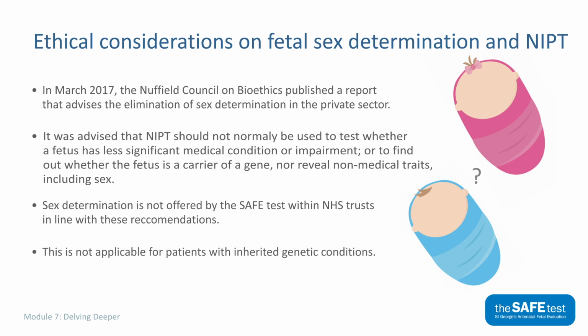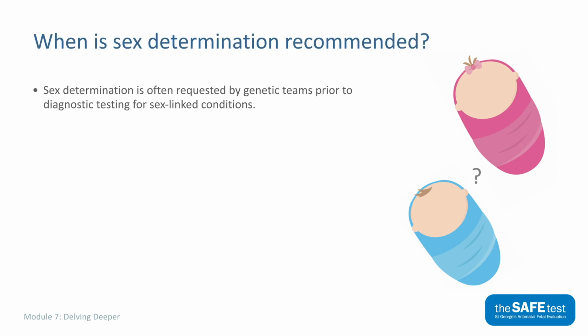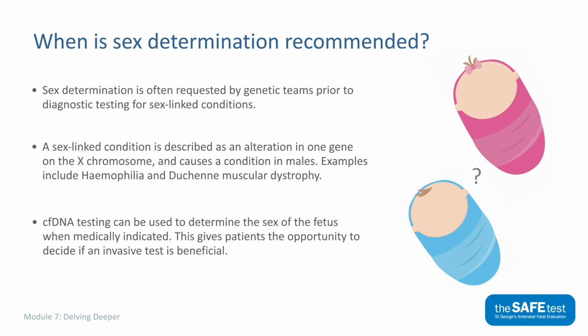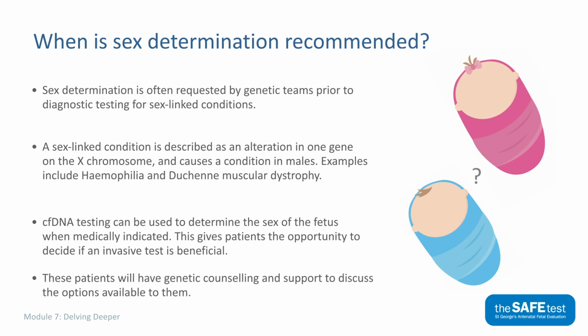Patients with inherited genetic conditions will be offered genetic counselling and support to discuss the options available to them. Sex determination is often requested by genetic teams prior to diagnostic testing for sex-linked conditions. A sex-linked condition is described as an alteration in one gene on the X chromosome and causes a condition in males. Examples include haemophilia and Duchenne muscular dystrophy. Cell-free DNA testing can be used to determine the sex of the fetus when medically indicated. This gives patients the opportunity to decide if an invasive test is beneficial.